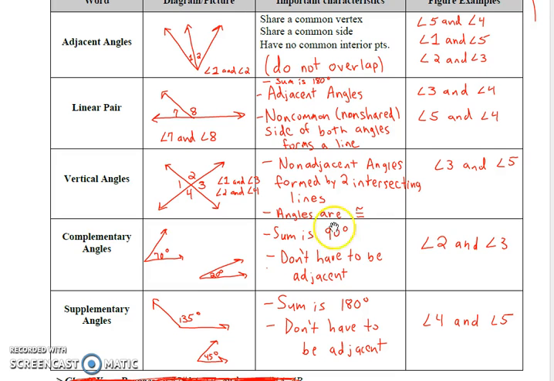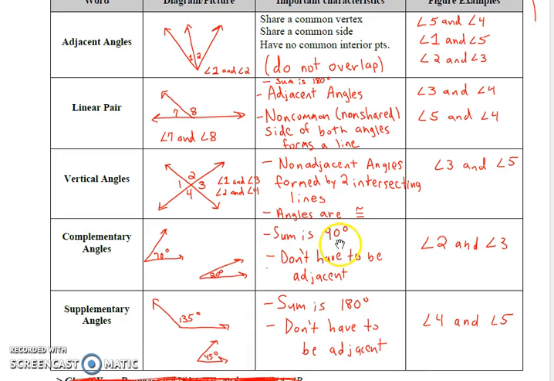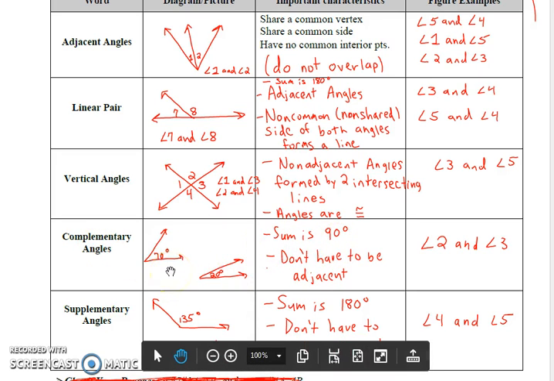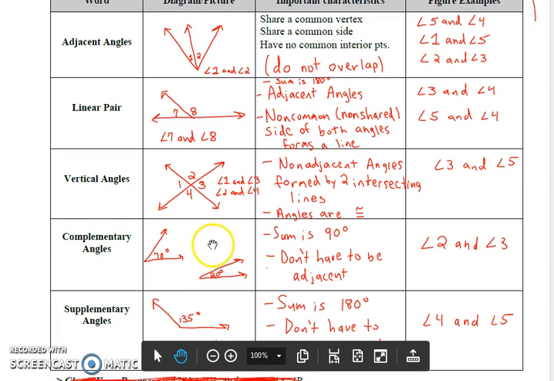Okay, so we're going to start actually at the bottom of the chart because these are pretty straightforward. Complementary angles is just a pair of angles whose sum is 90 degrees. They don't have to be next to each other, they don't have to be on the same plane. If you have two angles who, when you add them up, equals 90 degrees, that's called complementary. 70 plus 20 equals 90, so these two angles are complementary.